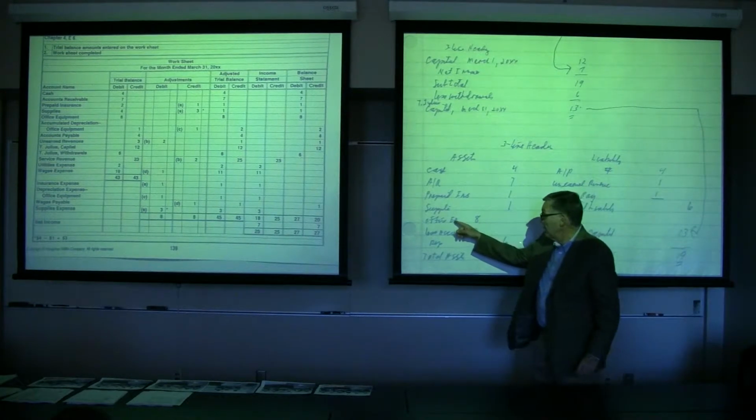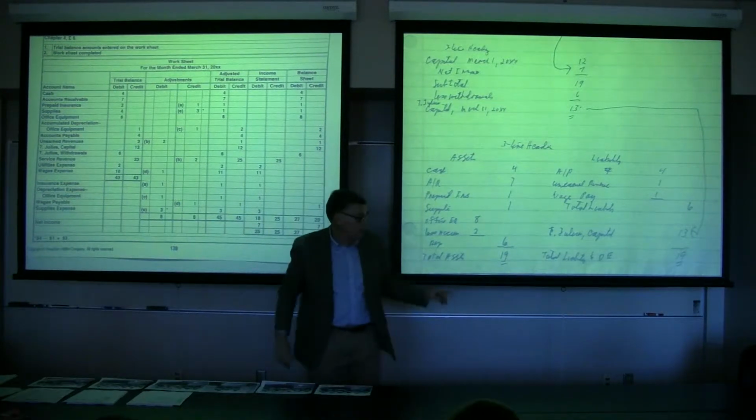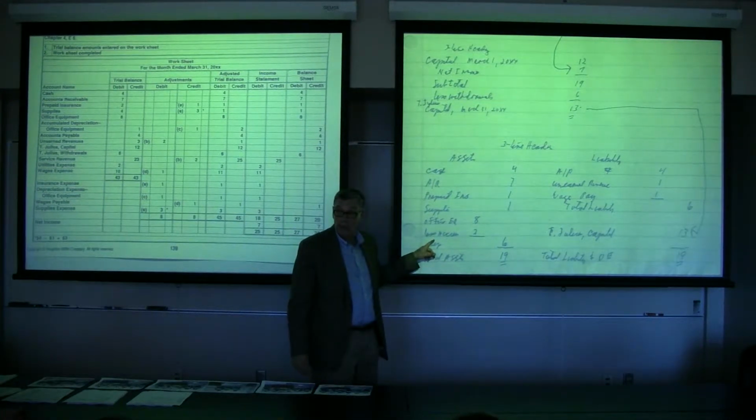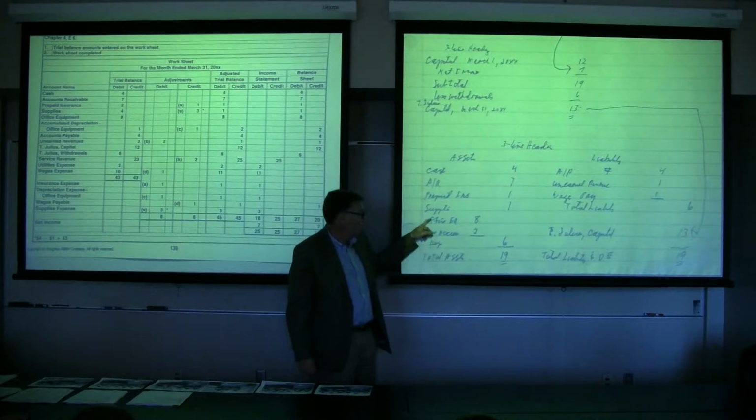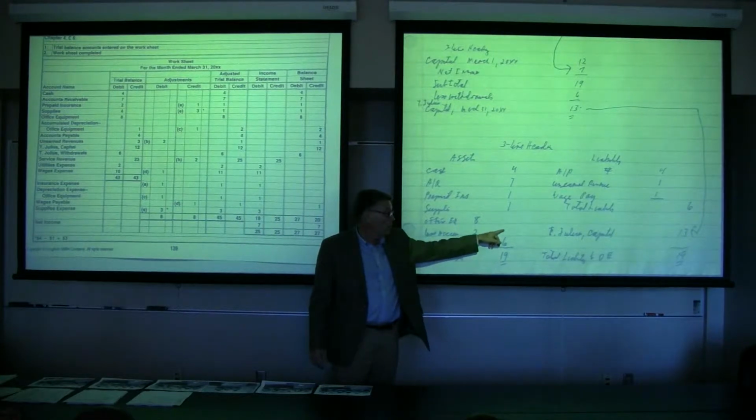Well, right here. So office equipment was 8, right? What is it? Accumulated depreciation? Does that sound about right? So office equipment minus accumulated depreciation is 6, that's the book value. And often you'll see the 6 here.